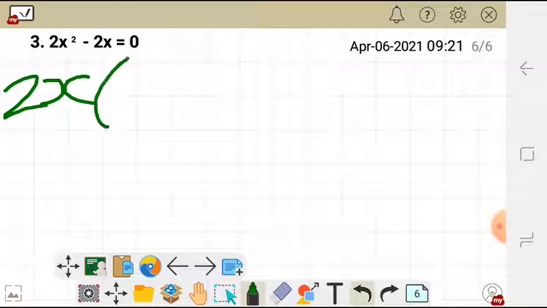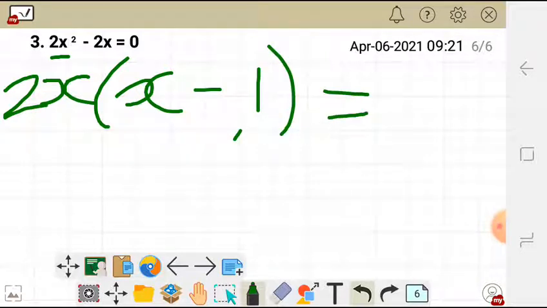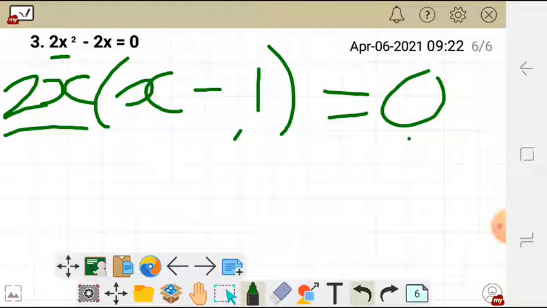So we open the bracket. We say 2x squared divided by 2x, we are going to have x here. And then 2x divided by 2x, we are going to have 1 here. We close the bracket, equals 0. Okay, so we do as usual. We're going to say 2x is equal to 0. Then x minus 1 is equal to 0 as well.